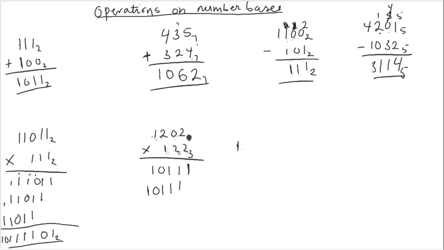Then the last digit, 1 times 2 is 2. 1 times 0 is 0. 1 times 2 again is 2. Then 1 times 1 is 1. Then we'll add them.